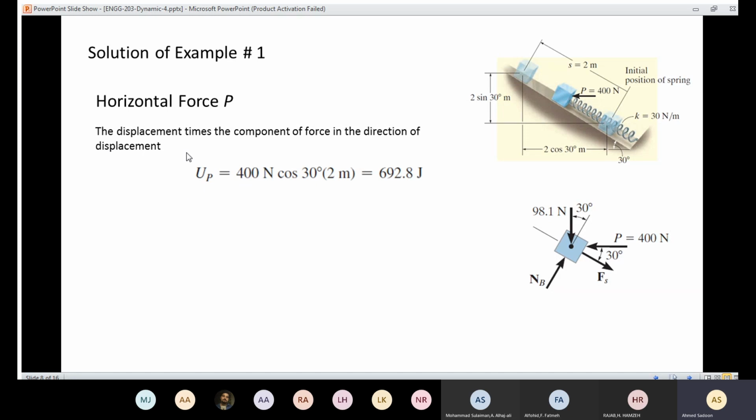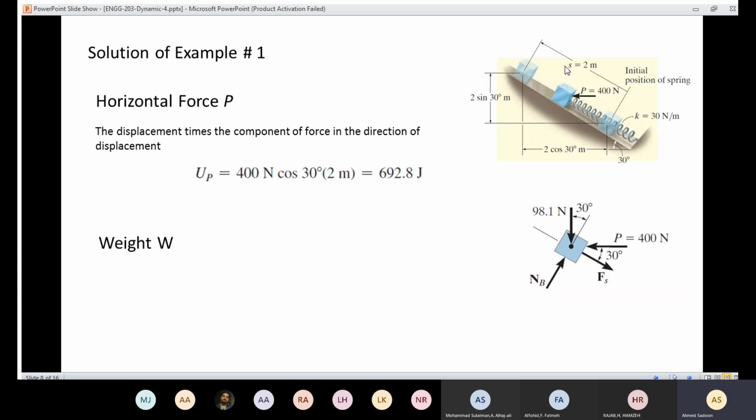In that case, the work done by the force P is going to be 400 cosine 30 times 2 meters, the displacement. So the displacement is like that, and the direction is like that here. And the work is positive because the force and the displacement are in the same direction.